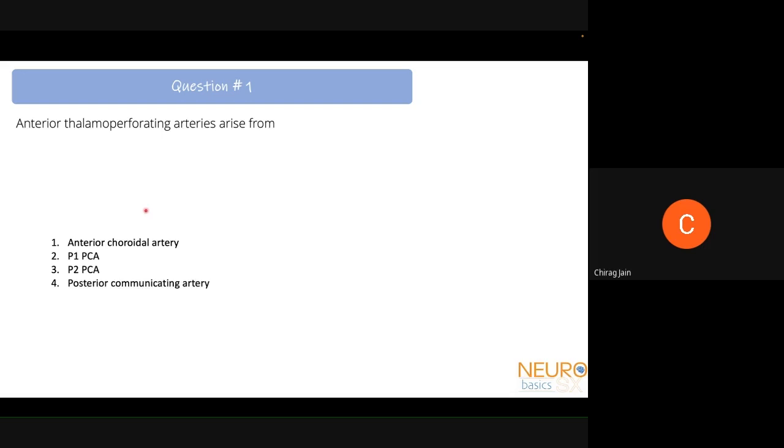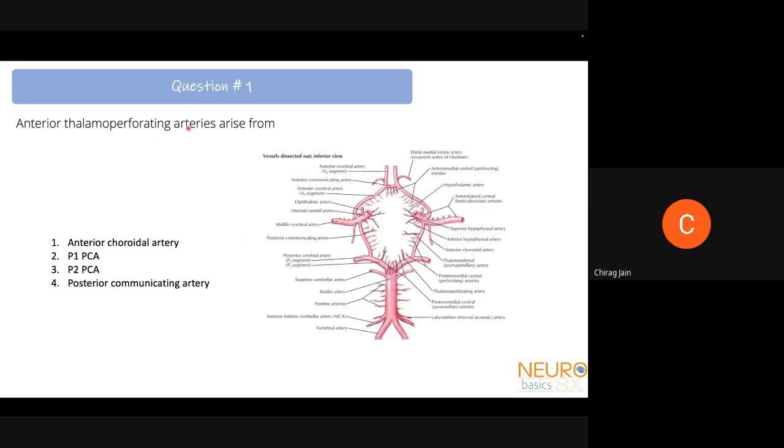Okay, so one of the answers is posterior communicating artery. So it is important to remember, as we had discussed in the previous video, there are structures called anterior thalamoperforating arteries and structures called posterior thalamoperforating arteries. So the thalamoperforators arising from the basilar bifurcation and the PCA are known as the posterior thalamoperforators. The anterior thalamoperforators will arise from the posterior communicating artery over here.